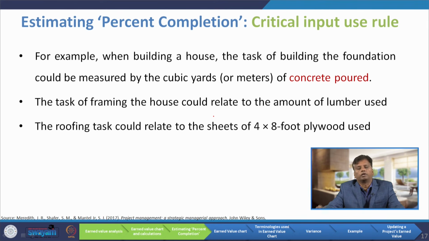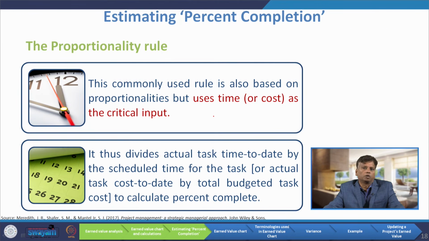yards of concrete poured. So, if more concrete is poured, then we can say more work has been completed. Another example, the task of framing the house could relate to the amount of lumber used. Another example, the roofing task could relate to the sheets of 4x8 foot plywood used. So, based on the scarce material used, we can measure the progress of that work.